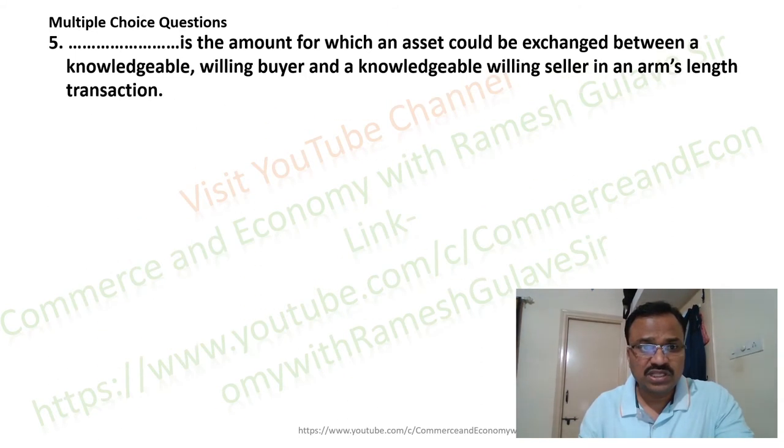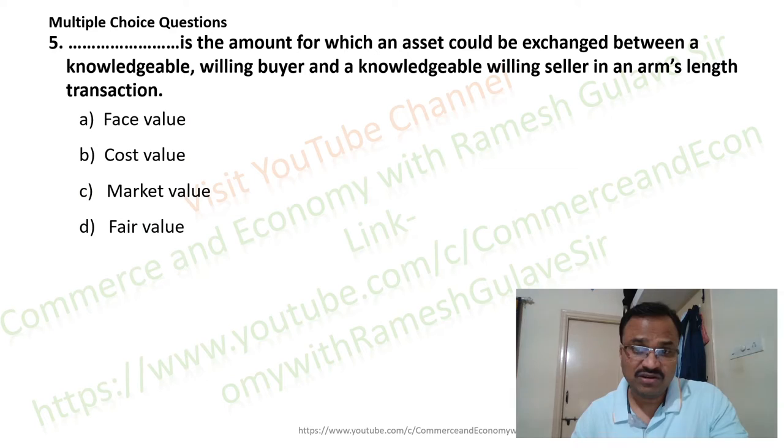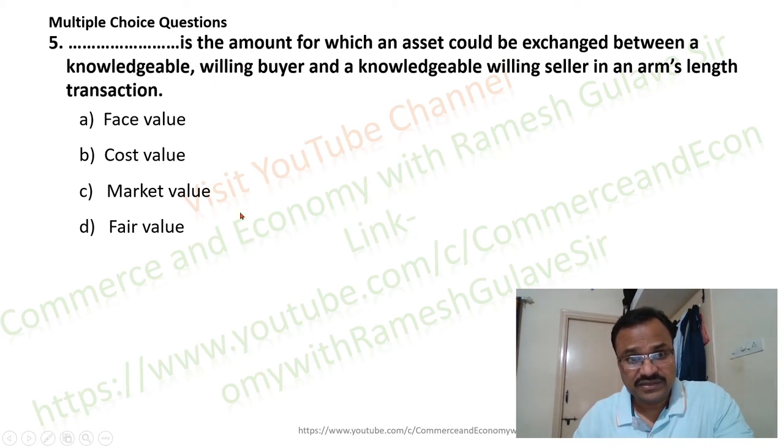Let us move on to the next question, and it says dash is the amount for which an asset could be exchanged between a knowledgeable willing buyer and a knowledgeable willing seller in an arm's length transaction. The options are face value, cost value, market value or fair value. You can get confused between these two options, C and D.